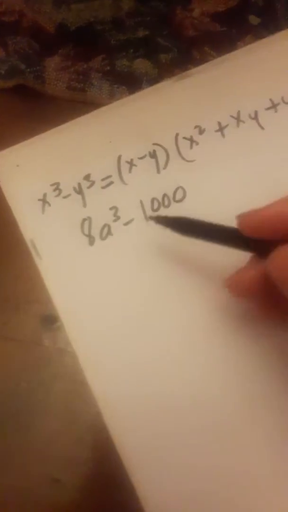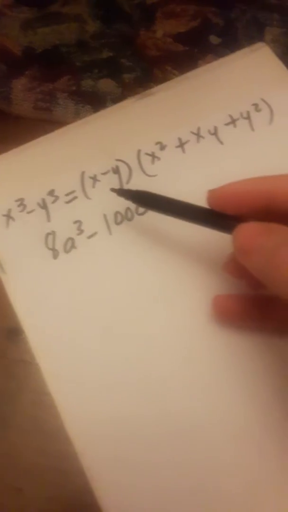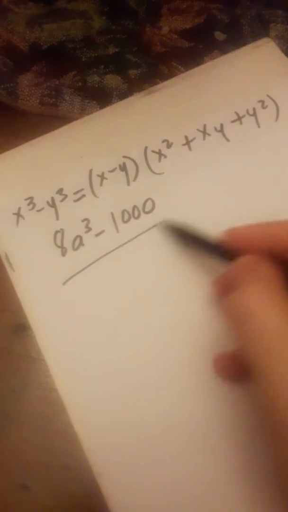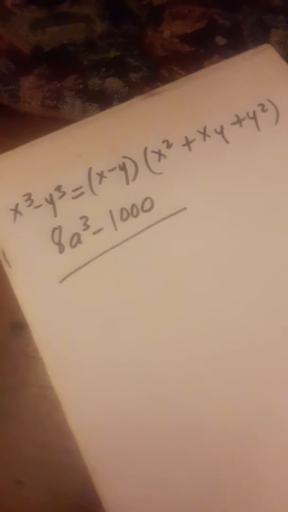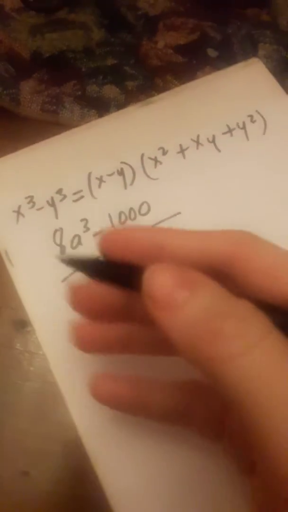Okay, right now I'm going to explain the difference of cubes. I'm going to begin with the difference. The rule says that when you have x³ minus y³, it is equal to (x minus y) multiplied by (x² plus xy plus y²). If I give you a problem like this, the first thing is to try to see if you can find a number that multiplied by itself 3 times gives you the value.